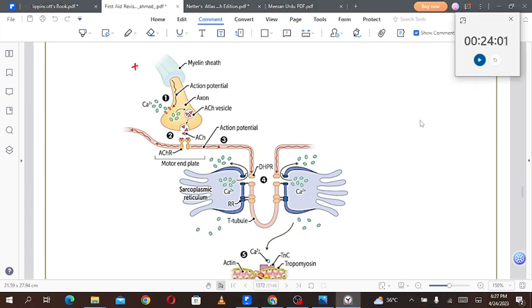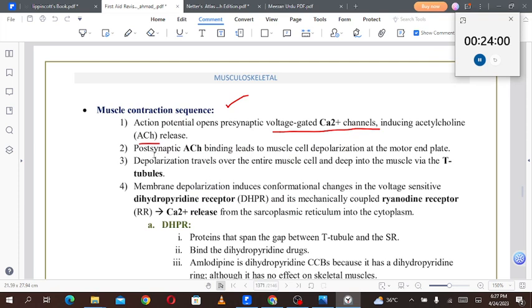Then moving forward to the next point, they are saying the postsynaptic acetylcholine receptor.